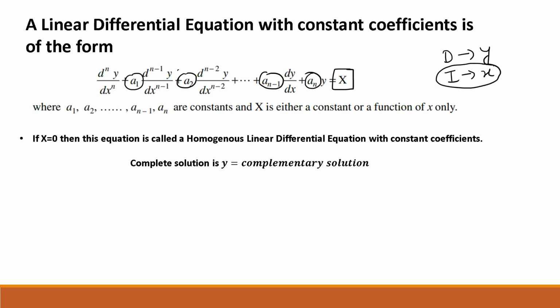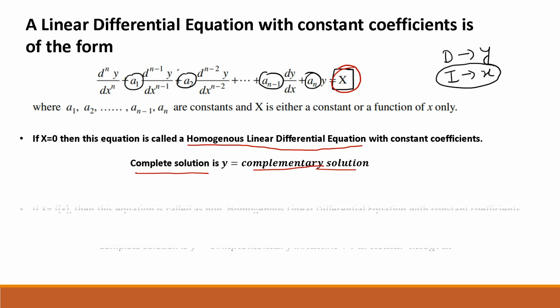So here if this X is 0, in that case we call this equation a homogeneous linear differential equation. And in that case, our complete solution will be equal to the complementary solution only, which we have already discussed in the previous video. I'll put the link in the description box.